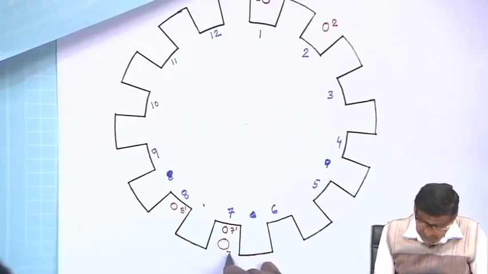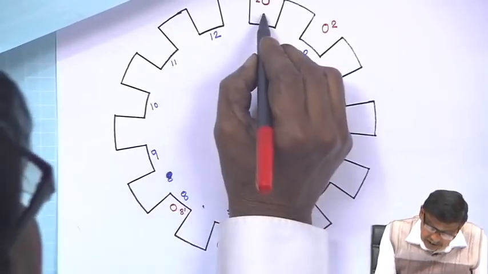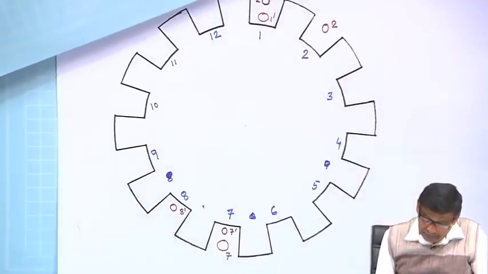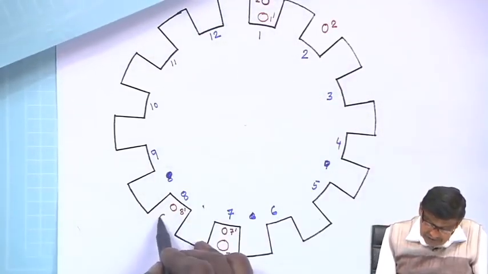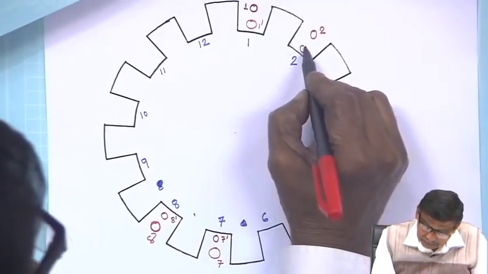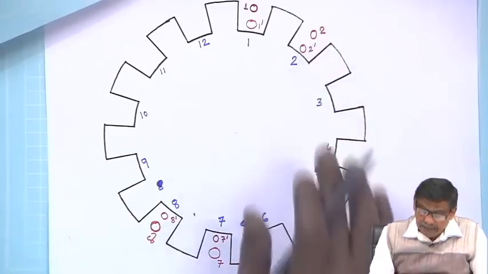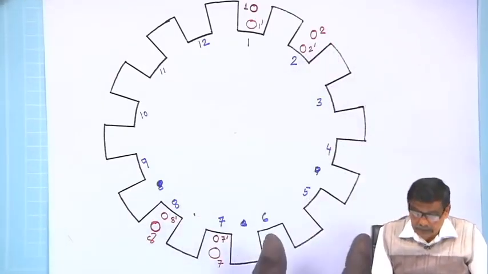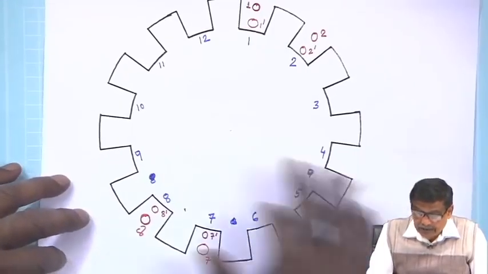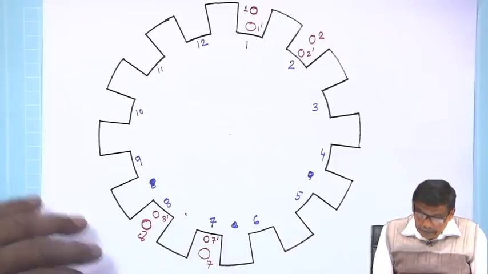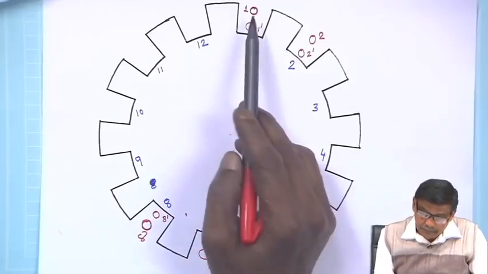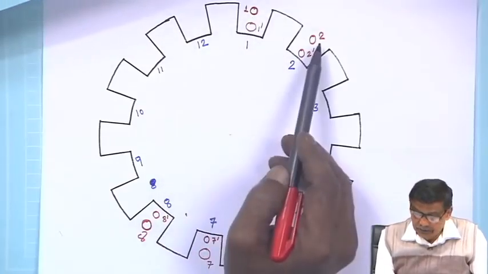So, this is 7 and its return is at 1 dashed; 7 and 1 dashed is a coil, and 8 and 2 dashed is another coil. And I am telling you, the R phase has 4 coils, the R phase part of the winding is over.